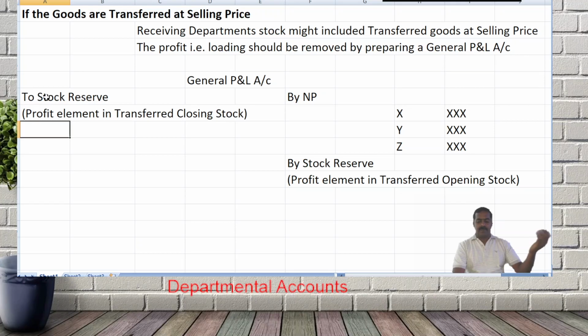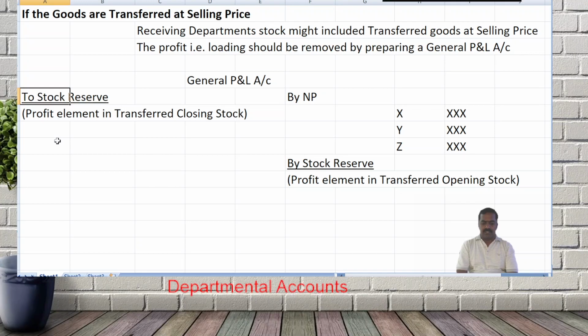For example, stock purchased from an outside supplier would already be at what price? Cost price. Only the transferred stock will be at what price? Invoice price. See, why are we removing the profit? Whether Department A or B, X, Y or Z, they are different organizations or parts of the same organization. For example, X manufactures at a cost of 10,000 and transfers to Y for 12,000. It is a profit made internally. So how can you record the stock at selling price? The objective of removing the stock reserve is to show the stock at what price? Cost price. So "By stock reserve" is the profit element in the opening stock.